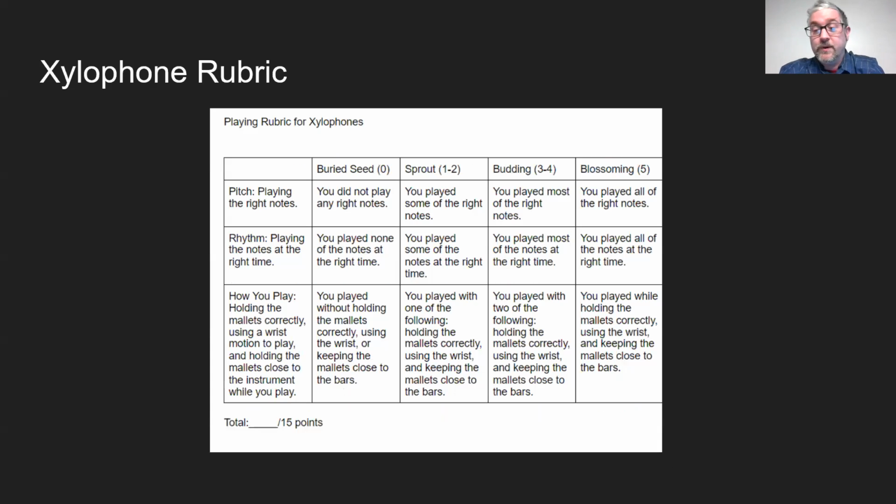So here's a sample xylophone rubric. So you see pitch, rhythm, and how you play. The important differences here will be in the how you play. Holding the mallets correctly, using a wrist motion to play, holding the mallets close to the instrument while you play. So this tells them everything they need to do, everything I expect. If they do that, they can get an A on the rubric. It's literally that simple.